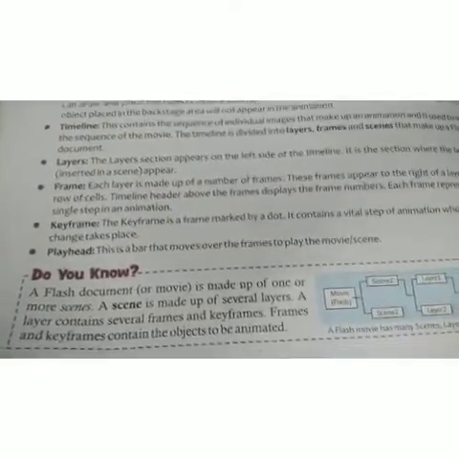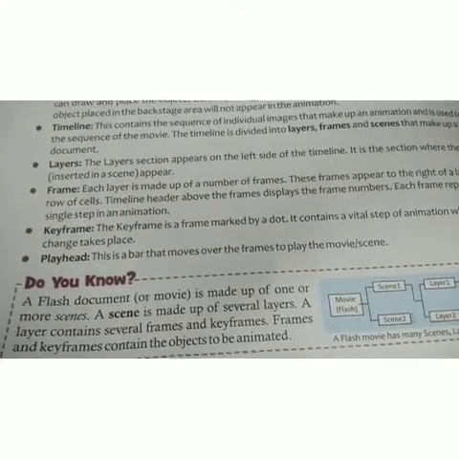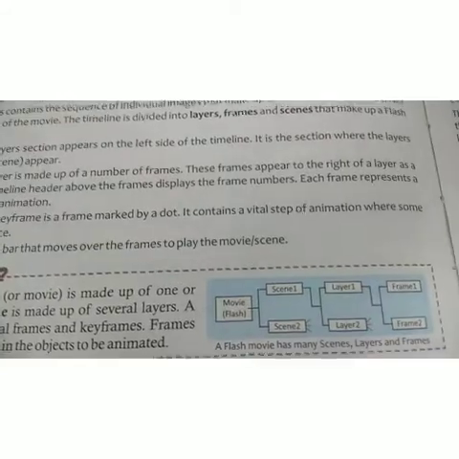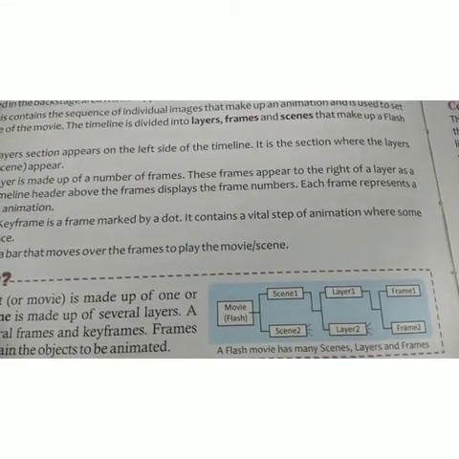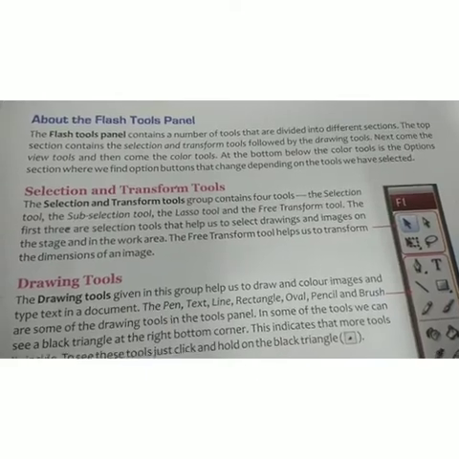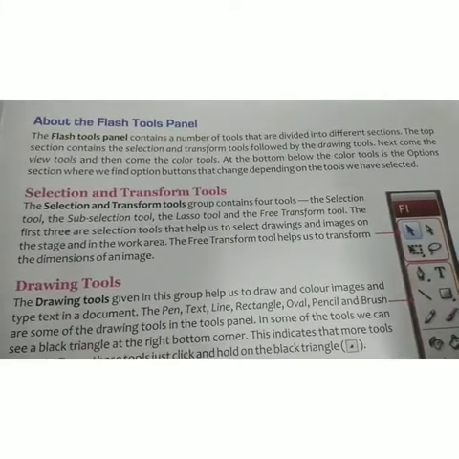Now student, do you know a Flash document or movie is made up of one or more scenes. A scene is made up of several layers. Okay. A layer contains several frames and keyframes. Frames and keyframes contain the objects to be animated. Now look at this. A Flash movie has many scenes, layers and frames also. Okay class, your next topic is about the Flash tools panel.